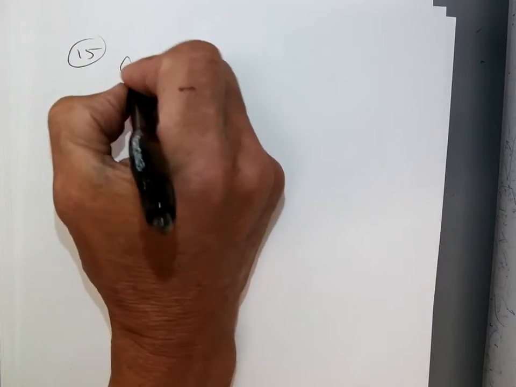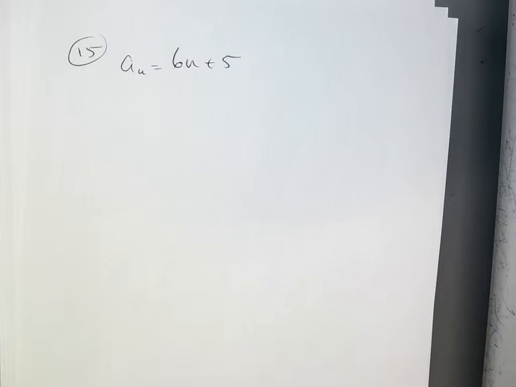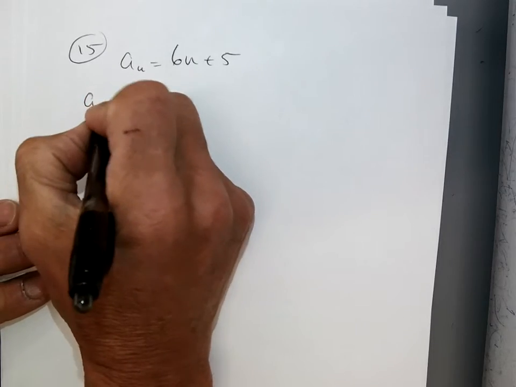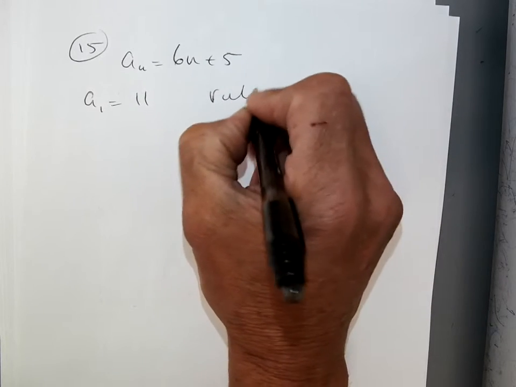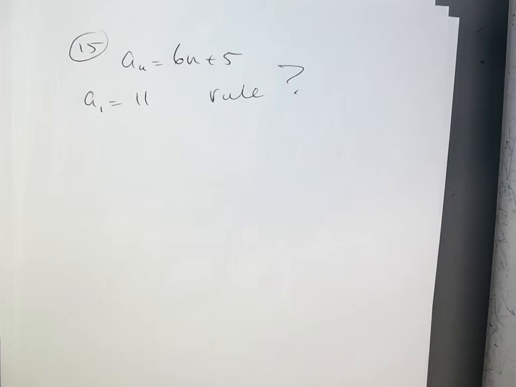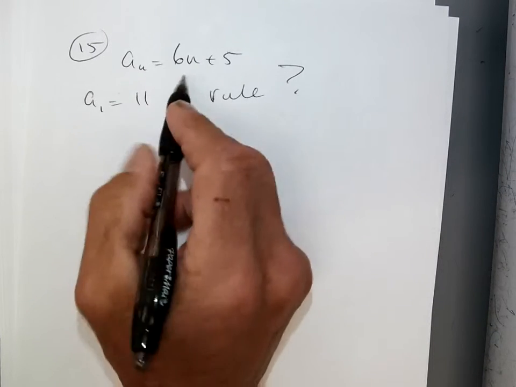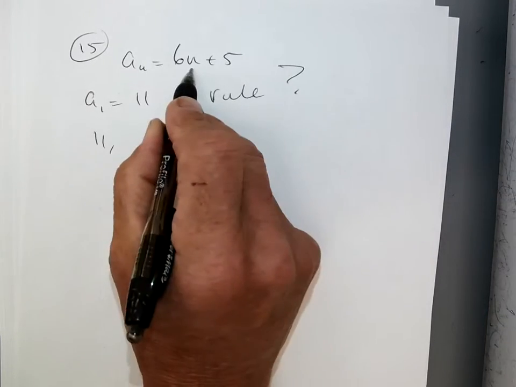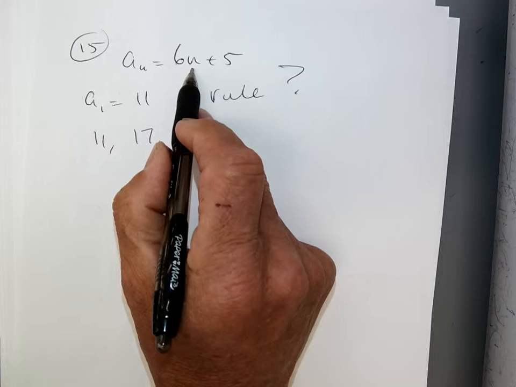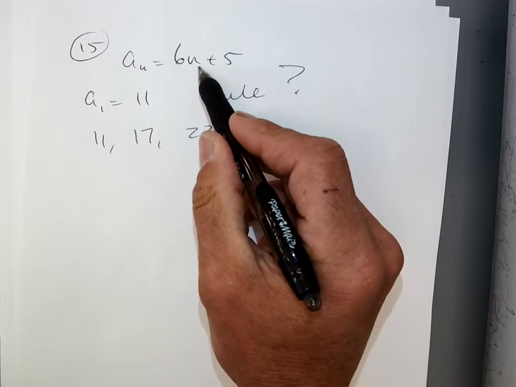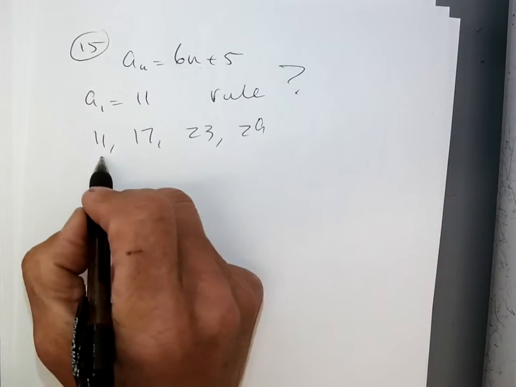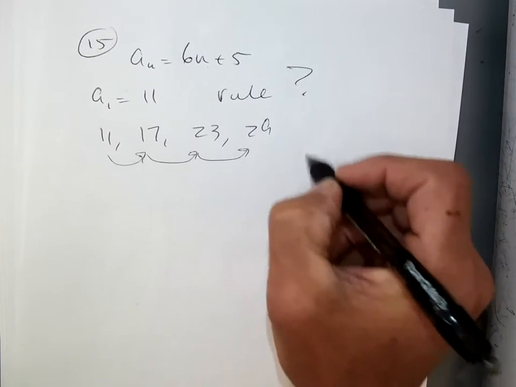I've got a_n equals 6n plus 5. So let's make a few terms. It is arithmetic, right? So what's a1? 11. And what's the rule? What am I doing each time? I'm actually going to be adding 6 each time, but if you're not sure, make some terms. So I got 11. Plug in 2, 17. Plug in 3, what am I going to get? 18 plus 5. Plug in 4, 24, 29. Looks to me like we are adding 6.